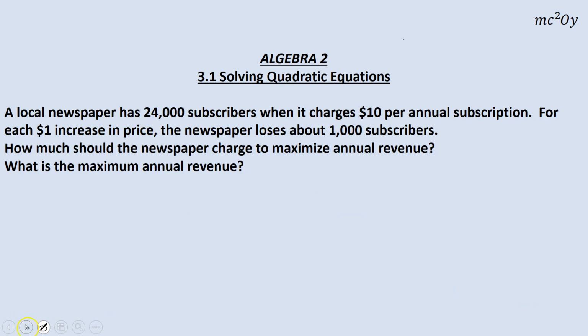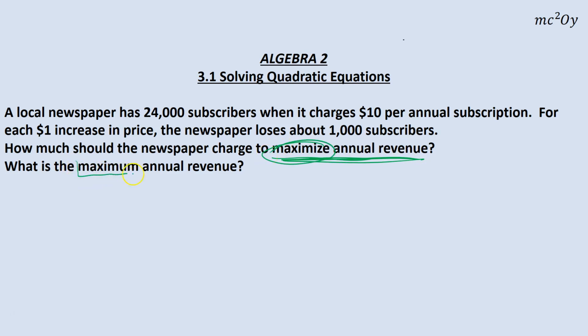Well, we have one more problem here. A local newspaper has 24,000 subscribers when it charges $10 per annual subscription. For each $1 increase in price, the newspaper loses about 1,000 subscribers. How much should the newspaper charge to maximize its annual revenue? The word maximize is huge here.